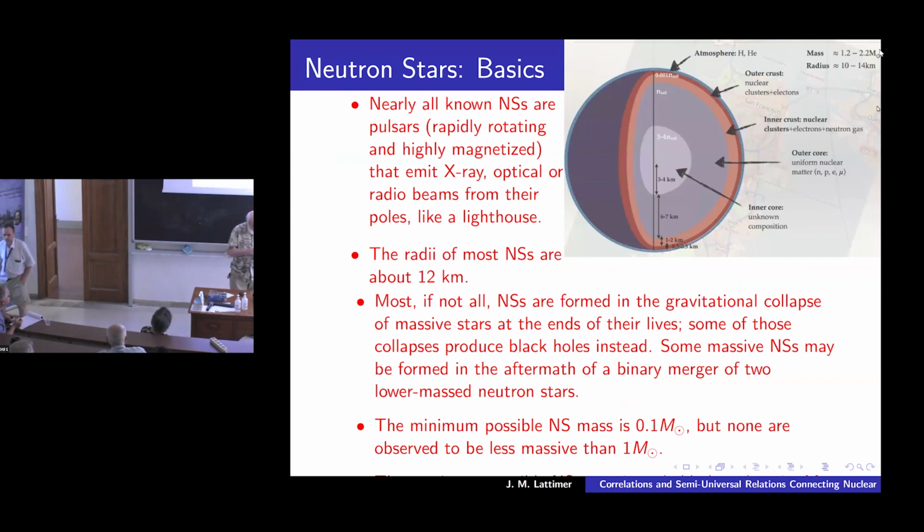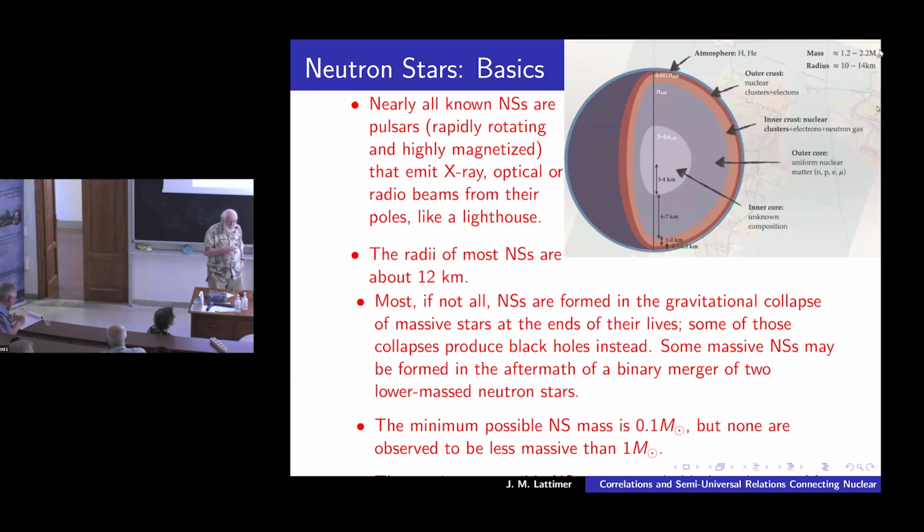For those of you who don't know much about neutron stars, most of them are pulsars, rapidly rotating and highly magnetized stars. What we really want to understand is what's going on at the centers of these stars. And there are several regions in the stars, and the outermost regions are where the X-rays come from, which we get a lot of mass and radius information.